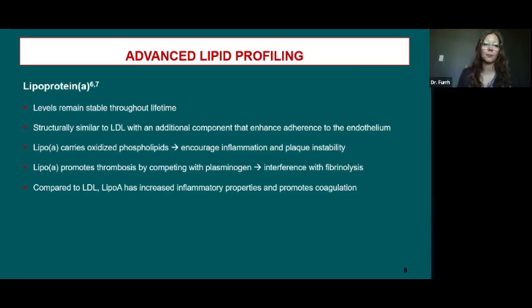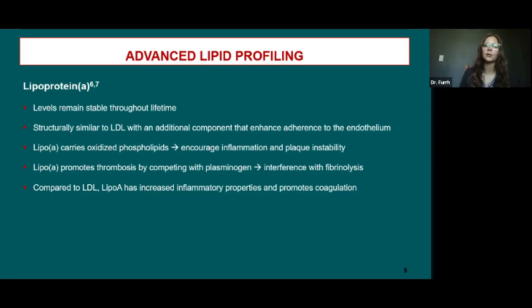Lipoprotein A is my personal little favorite. Those levels remain pretty stable throughout our lifetime. They're mainly genetically regulated, and lifestyle changes, diet, unfortunately, or fortunately, depending on what your lifestyle is, have little to no effect on the lipoprotein A level. There's also currently no FDA-approved drug targeting specifically lipoprotein A, even though there are some in trials. So hopefully we'll make this a treatment target soon.